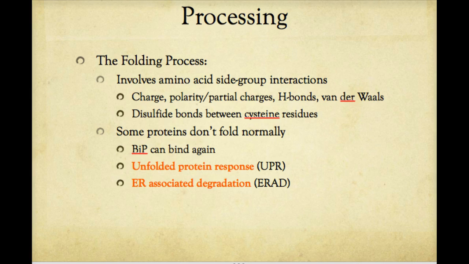So there are two particular types of responses that we need to be familiar with that the cell makes when a protein misfolds. One is called the unfolded protein response, or the UPR, and the other one is called the ER-associated degradation response, or the ERAD response. Let's talk about each one of these separately.